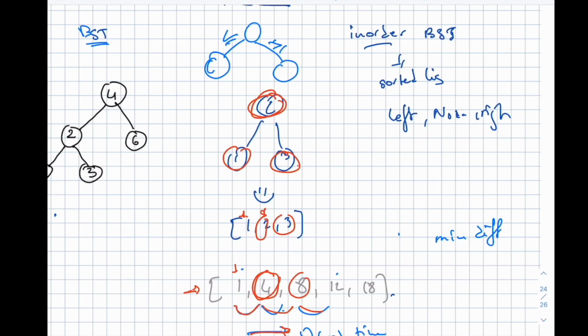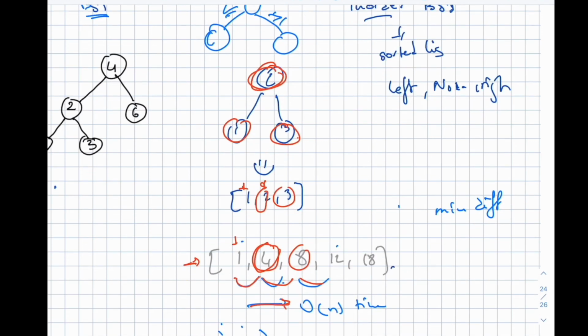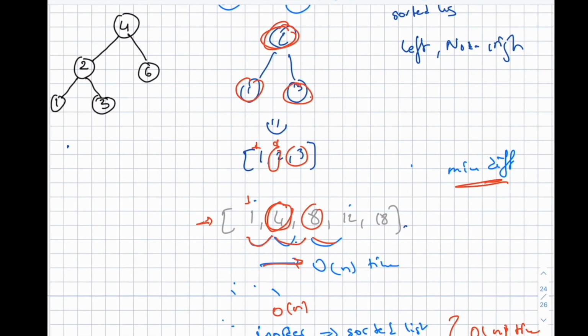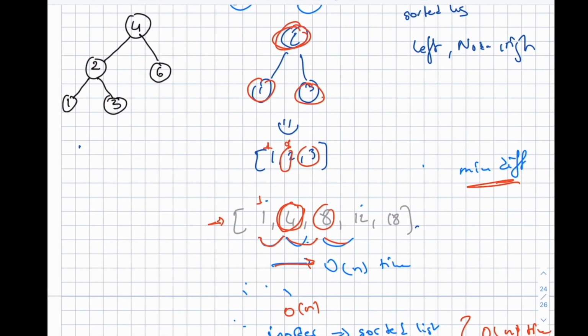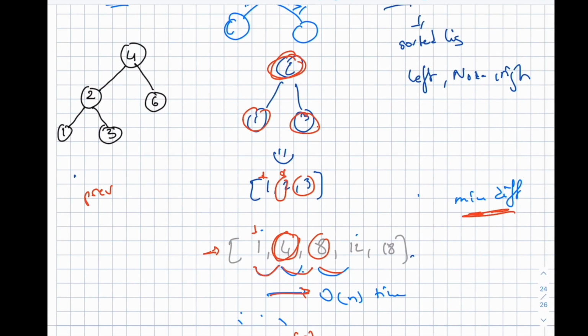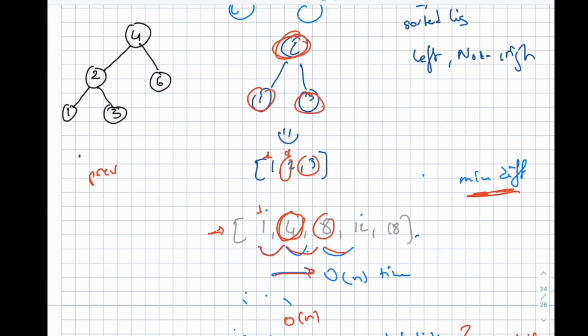So for each node, when we are doing the in-order traversal, we only need the previous node that we traversed so that we can get the difference and check if it's the minimum difference. And that should be it. If we do that, we just need to keep track of the previous node for each node, and each time calculate the difference, and that should be it, right? And so let's apply this to an example and just make sure we do understand it.